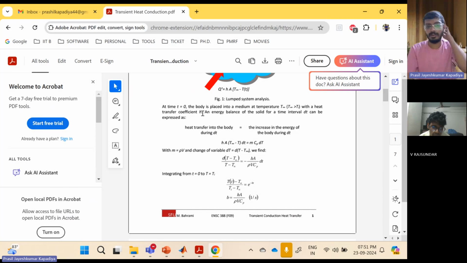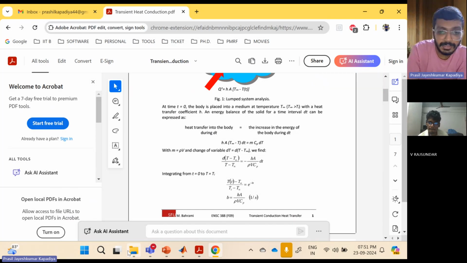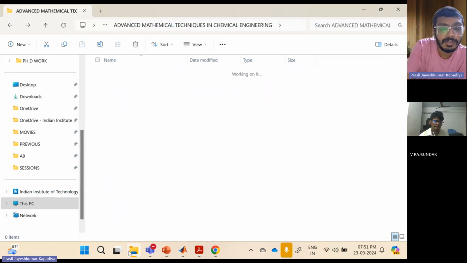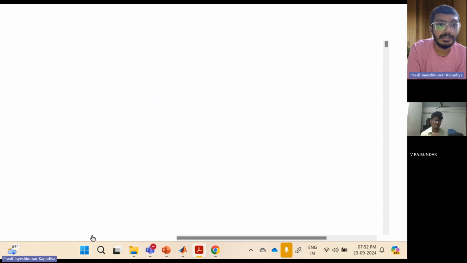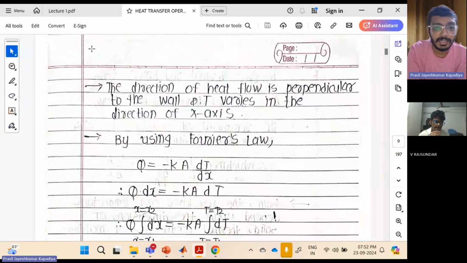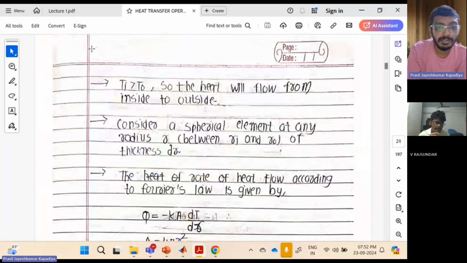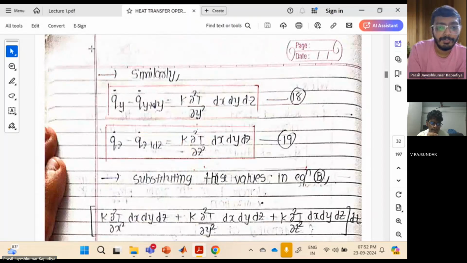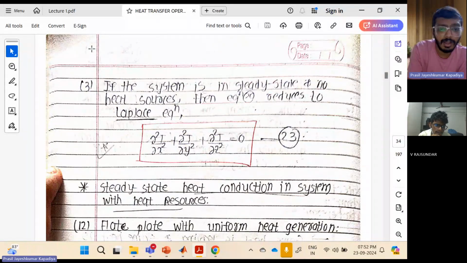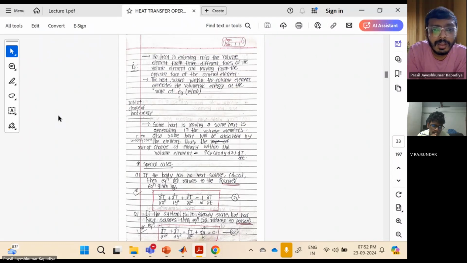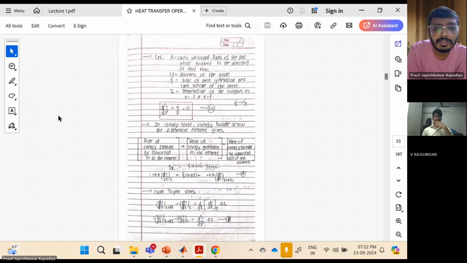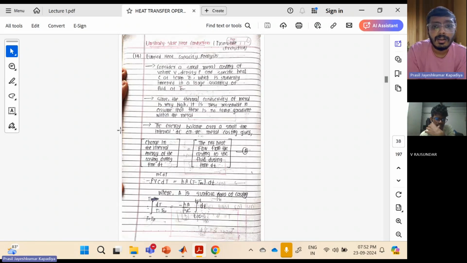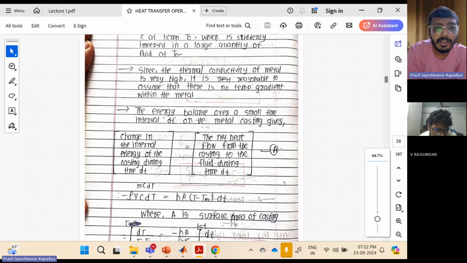Yeah, this is called transient heat conduction. Let's say I'm having one rod, and wait, let me open that theory. I have written it down in my notes. I can show you this part. It's called the lumped heat capacity part. Transient heat conduction.